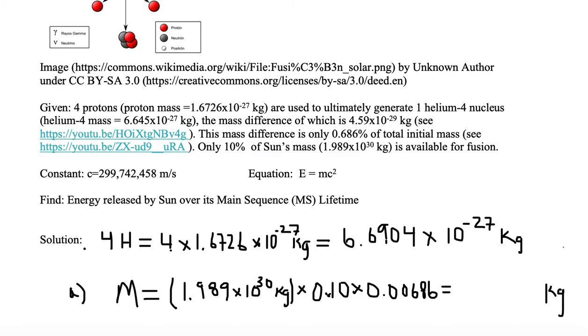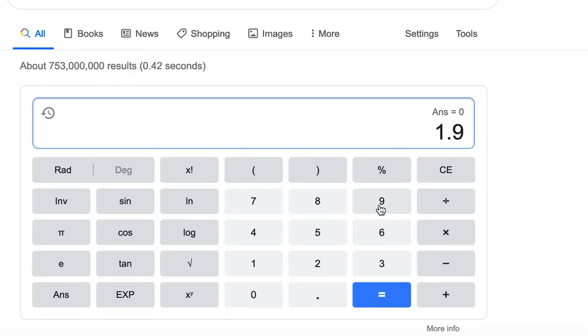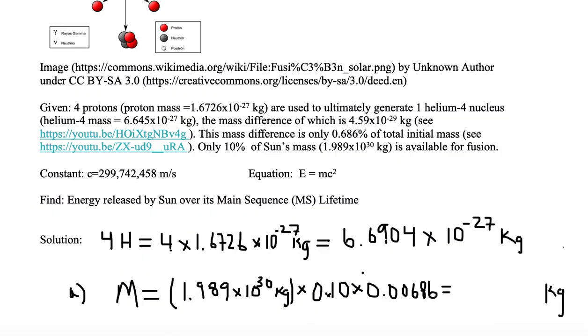Let's calculate this math. We need to put in 1.989 times 10 to the 30th, 1.989 EE30 in our Google calculator, and we want to multiply it by 10%, that's only available in the core, and then we want to multiply that by 0.00686, because only 0.686% of the mass is going to be used in nuclear fusion. And we end up with 1.36 times 10 to the 27th kilograms.